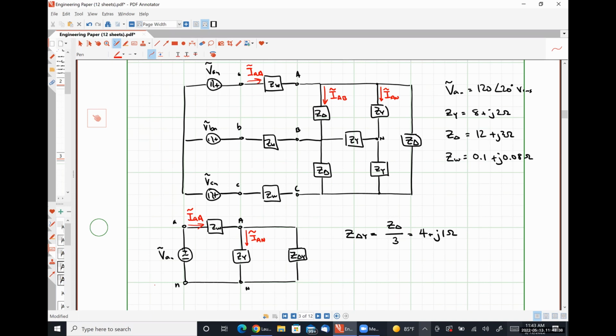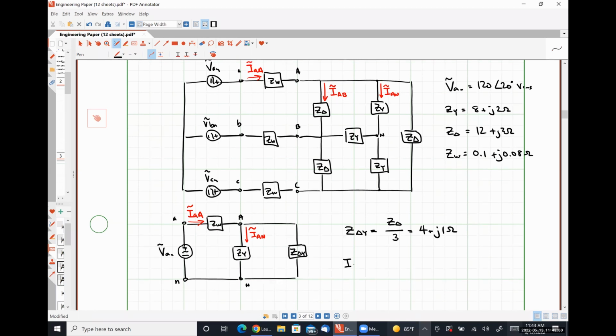So if I apply KCL effectively at transmission line terminal A, what I'm going to find is that I have a current of IAA flowing in, a current of IAB flowing out, a current of IAN flowing out, but I also need to take into account that I have this current ICA flowing in, right? I have to take into account all of the different paths into and out of that node.